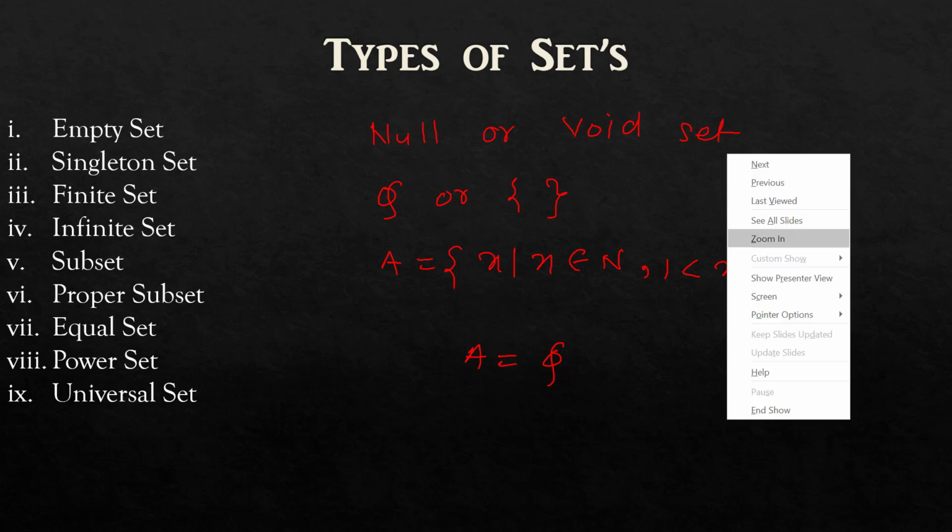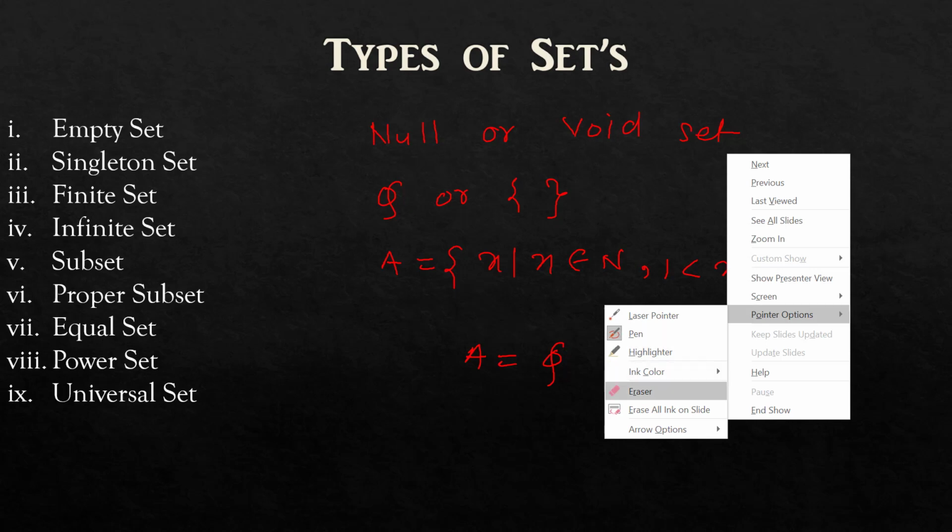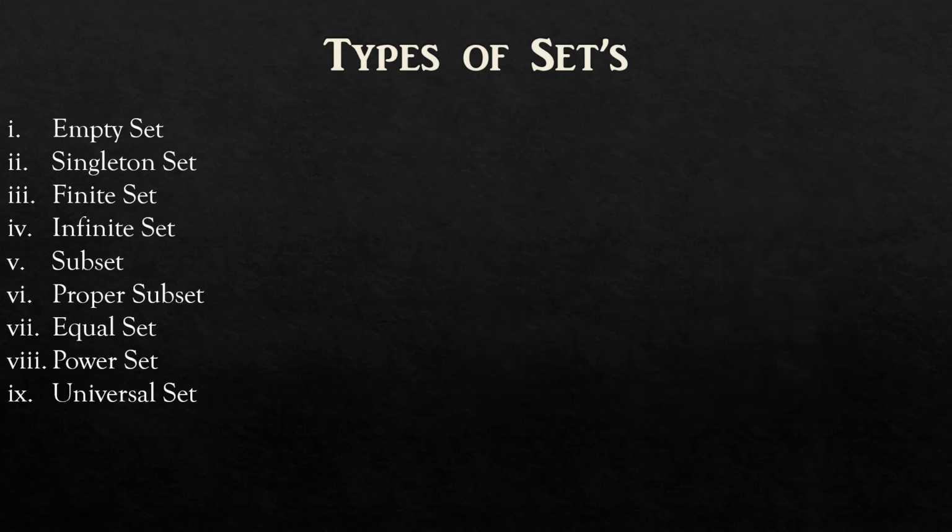Second definition, that is singleton set. A singleton set means a set which contains only one element. For example, let A be the set of all integers which are neither positive nor negative. The set of all integers which are neither positive nor negative means we get A is equal to {0}. So we get only one element, so this set A is considered as a singleton set.